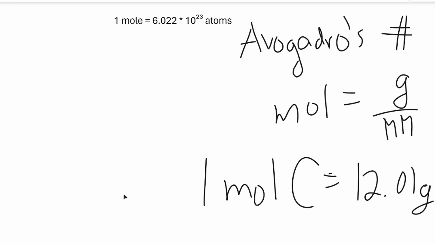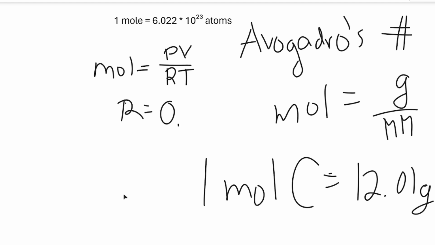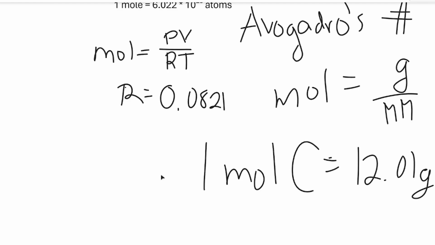There's an equation called the ideal gas law, which relates moles to pressure, volume, the gas constant, and temperature. This equation is only true when analyzing gases. We can now relate pressure, volume, temperature, and moles. Keep in mind that R, the gas constant, is equal to 0.0821. Another important formula for gases specifically is that 1 mole of gas equals 22.4 liters. This is true for all gases.